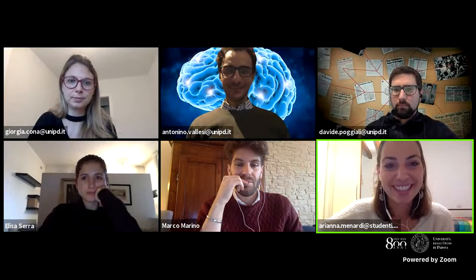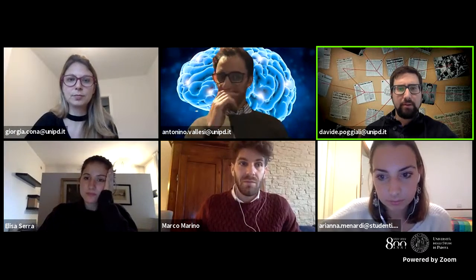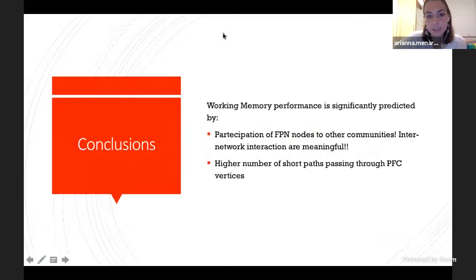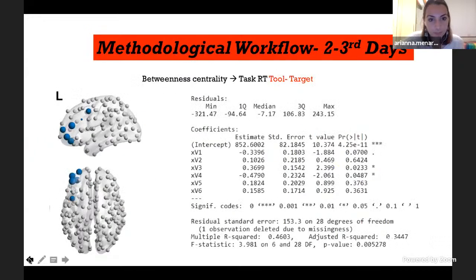So that's interesting. How do you comment on the second result, that more short paths are better? I guess this is a measure of centrality of the nodes. The more the nodes of our frontoparietal network are central in the communication of the information flow of the network, the higher the performance of the working memory. I don't remember if this was specific for reaction times, which would be even more interesting. But yes, the centrality of the nodes of the prefrontal cortex was predictive of task reaction time. So I guess it's a measure of how fast the information can get to the node, because it has a lot of paths that cross it.